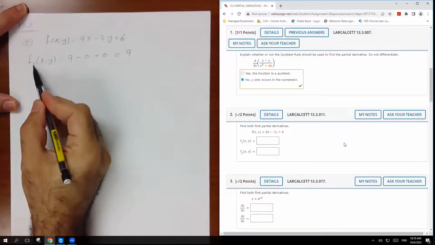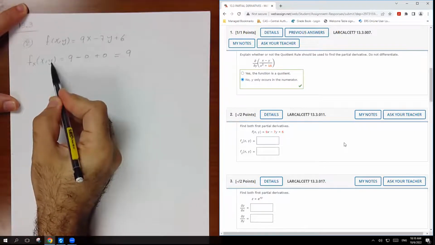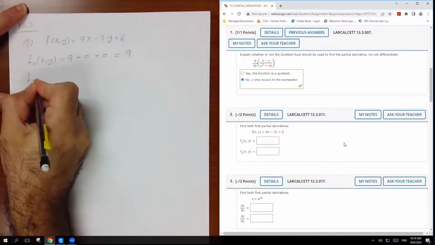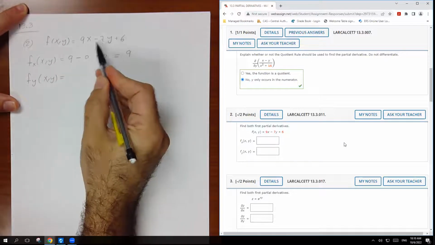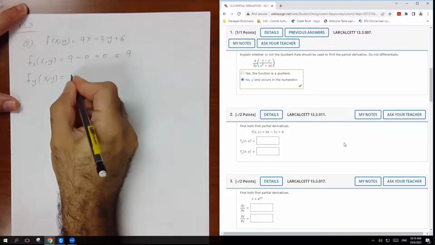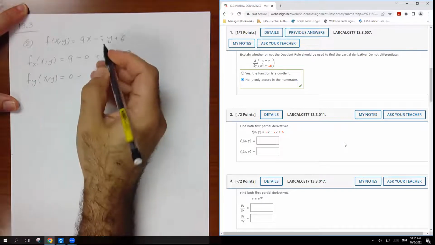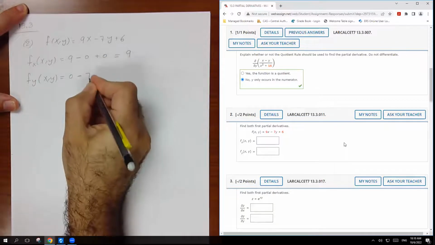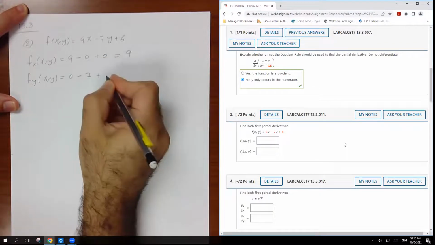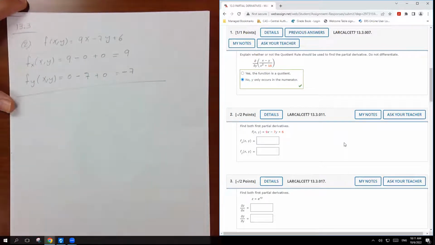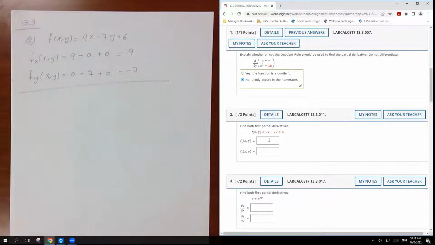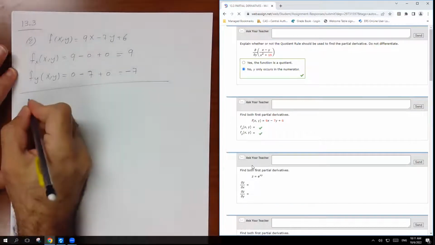Because I need to find the derivative with respect to the x, that means y is going to be constant. The same thing, if you need to find the partial derivative with respect to the y, that means x is going to be a constant. That means this one is going to be 0 minus the derivative of 7y, which is negative 7. And here's a constant, it's going to be 0. So the result is going to be negative 7. That's it for this one. So the first one is going to be just 9, and the second one is going to be negative 7. That's it for example 2.